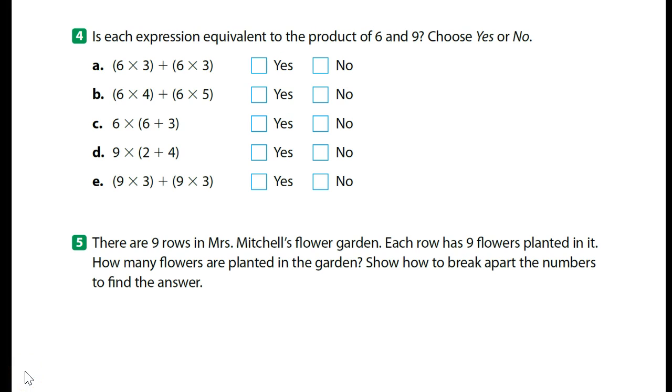Look at number 4. It says, is each expression equivalent to the product of 6 and 9? Yes or no?